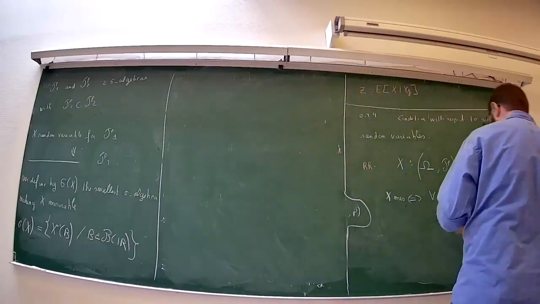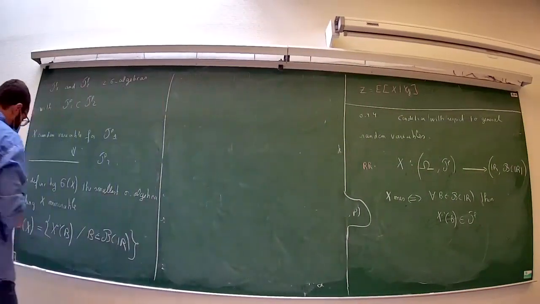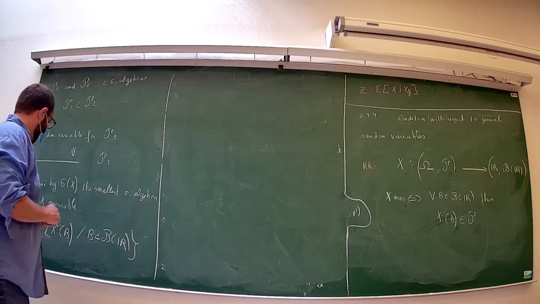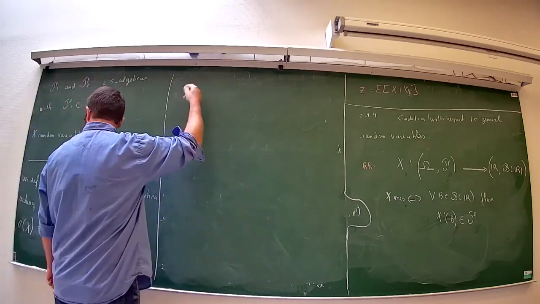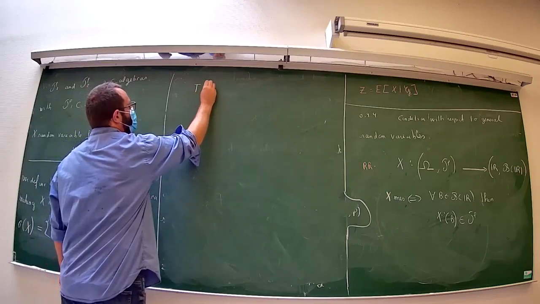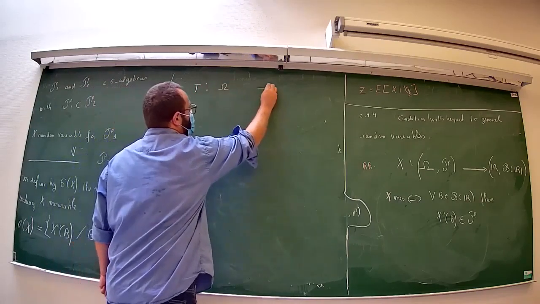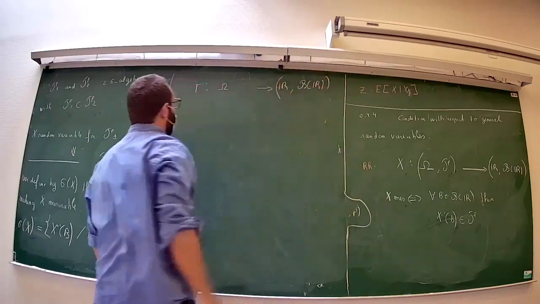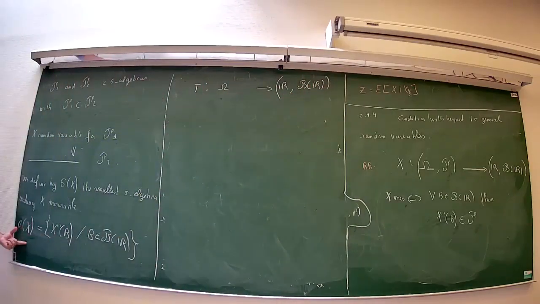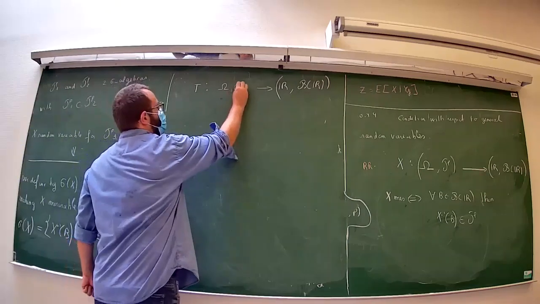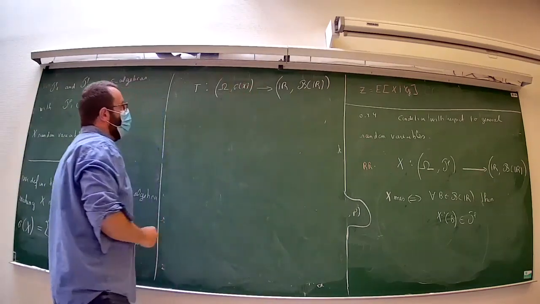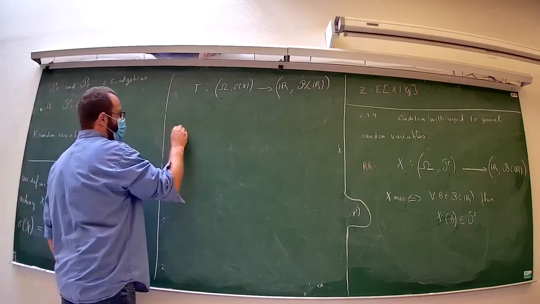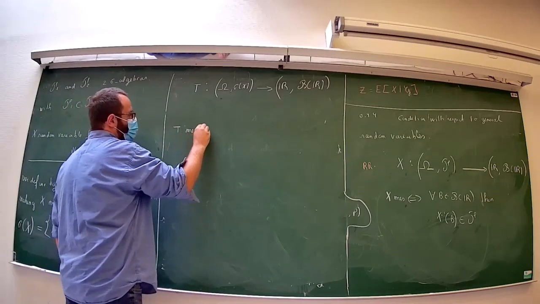What is also interesting is that if you consider, let's say, T from omega into R, so I equip R with the Borel sigma algebra, and I equip omega with this sigma algebra, sigma of X. I have a powerful result that is presented in the beginning of the lecture notes that tells me that T is measurable, that is T is a random variable.